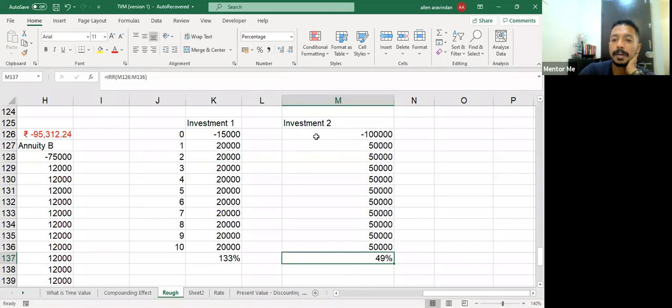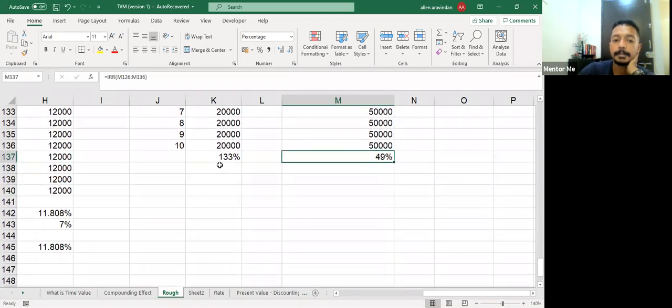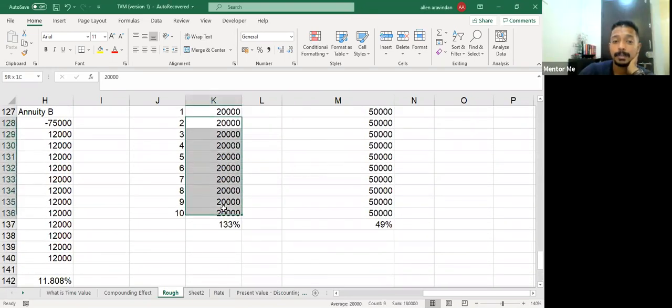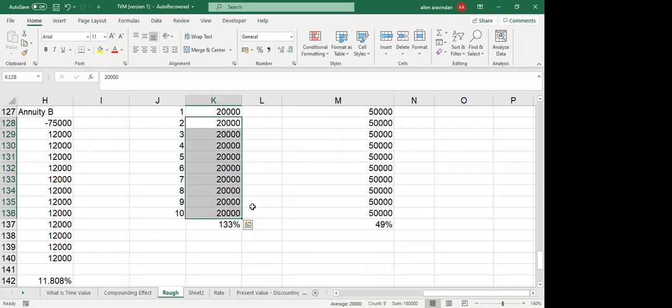Which is looking more lucrative if you just looked at the returns? Which is looking more lucrative out of these two? The first one, investment 1. Yeah, but look at the cash flows. It's not going to make any difference in a life now.